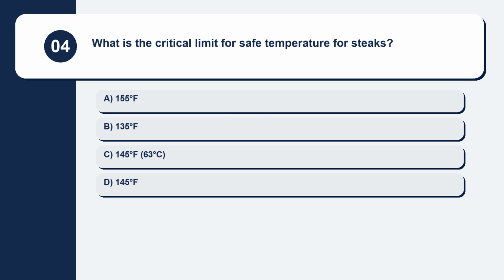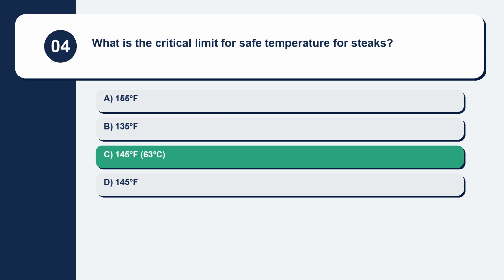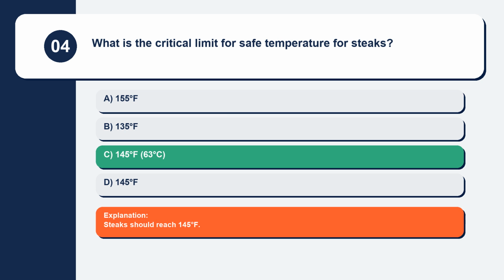Question 4. What is the critical limit for safe temperature for steaks? 155 degrees Fahrenheit, 135 degrees Fahrenheit, 145 degrees Fahrenheit, 63 degrees Celsius, 145 degrees Fahrenheit. Steaks should reach 145 degrees Fahrenheit.